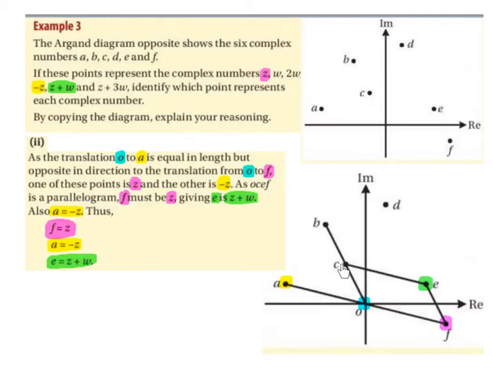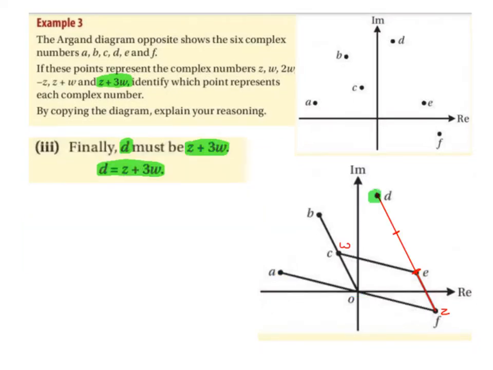Because we've already said that C is W, F is clearly going up in the same direction as C and by the same distance. So E must be Z plus W. Also, A is equal to minus Z. Well, if we've decided that F of Z is Z, then A must be minus Z. Thus, F is equal to Z, A is equal to minus Z, and E is equal to Z plus W. Finally, D must be Z plus 3W.